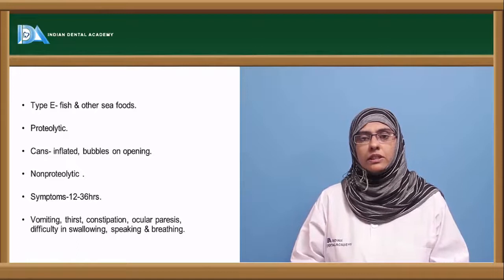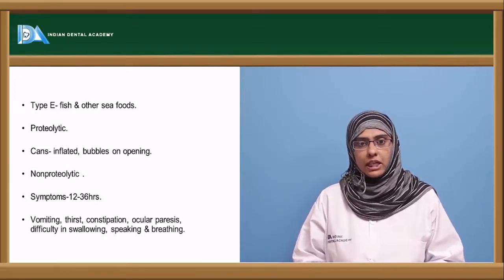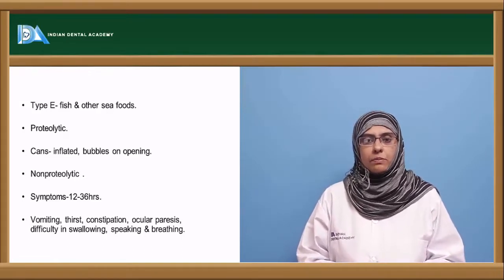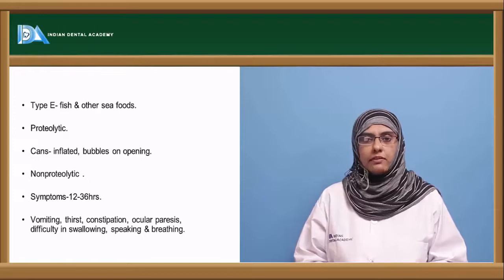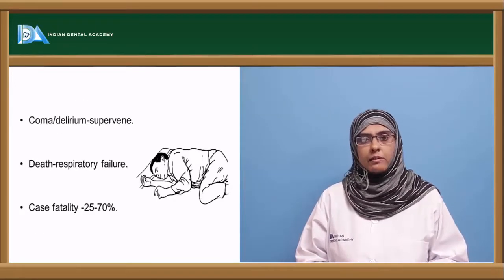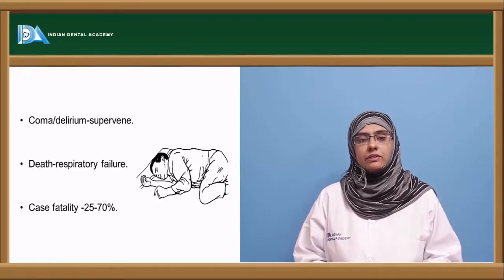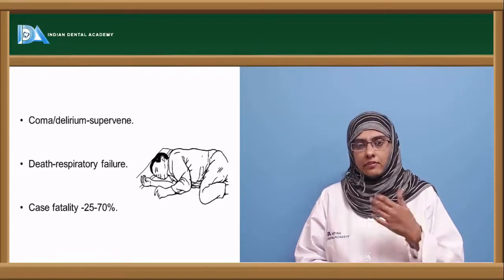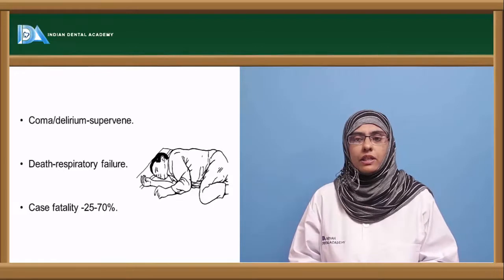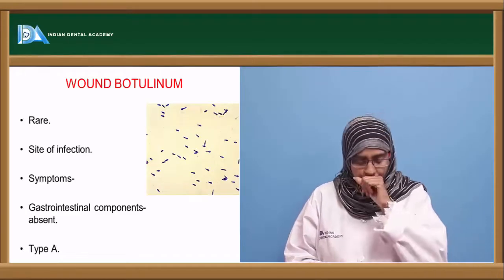The symptoms of this disease usually appear only after 12 to 36 hours, and it starts with vomiting. We have thirst, constipation, ocular paresis, and difficulty in swallowing, speaking, and breathing. Coma or delirium can supervene in this particular infection, and death occurs within 2 to 7 days after the exposure to the organism, and the case fatality is 25 to 70% if not treated immediately.